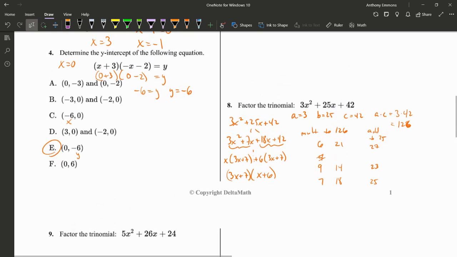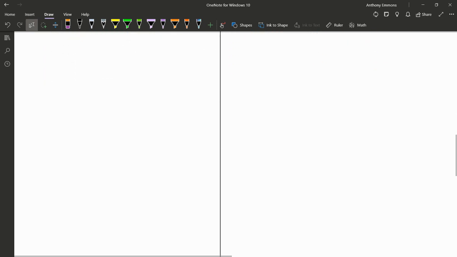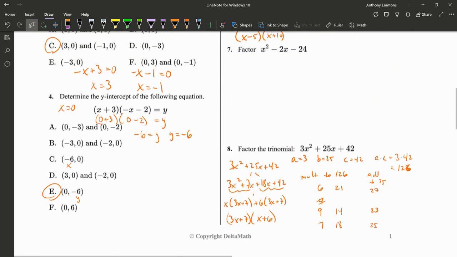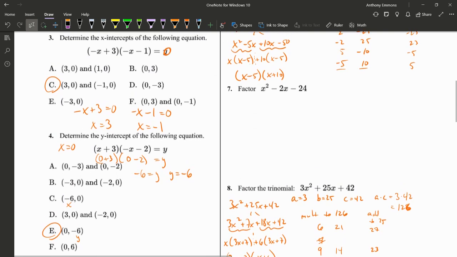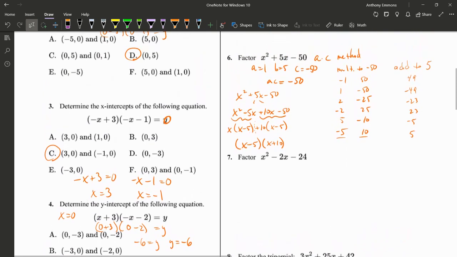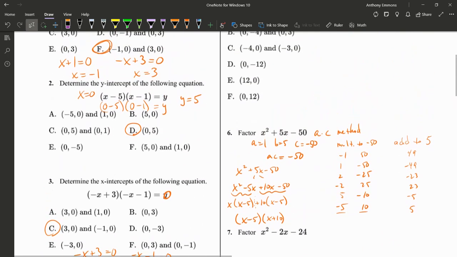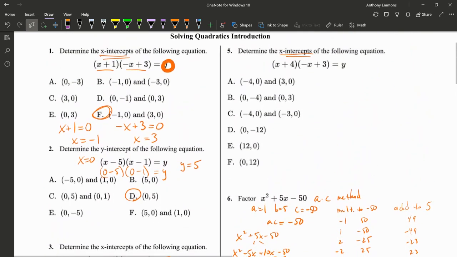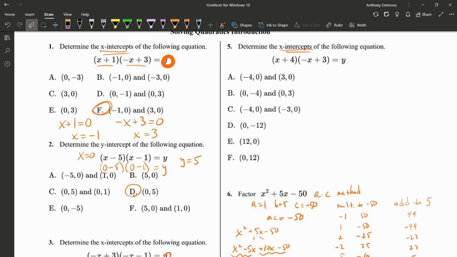But that's a quick review. Those are the things that we need to be able to do in these next few sections. Get back to some factoring and the AC method, and then after we factor, we'll be using the zero product property that I mentioned. We'll talk more about that in the coming days.